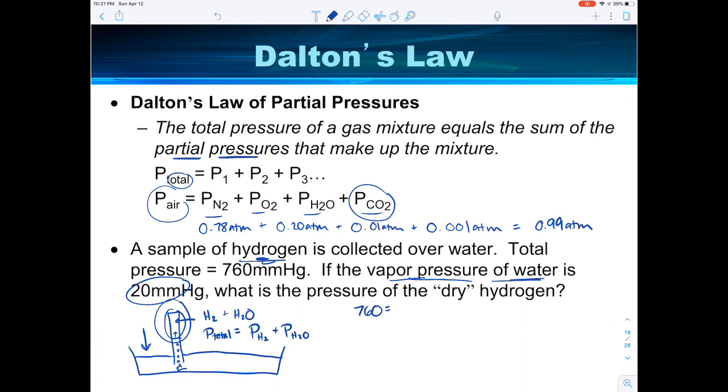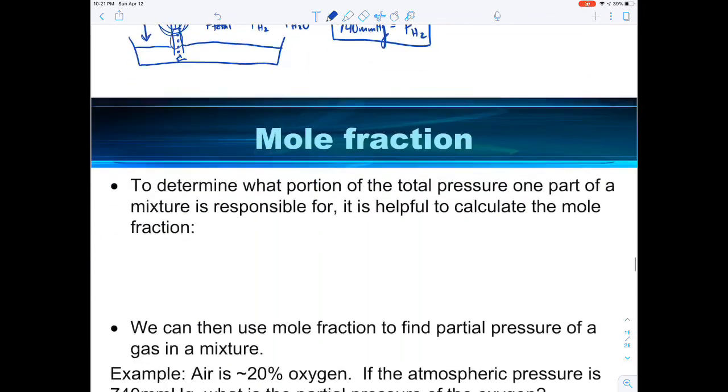Okay, so 760 will be the pressure due to the H2 and the pressure due to the water. And with the easiest math of your life, you will find that the pressure due to the hydrogen is 740 millimeters of mercury, which is almost what we had before, but slightly lower, because what we were not taking into account is that some of this pressure in this space was caused by the evaporated water. Then we had to pull that out in order to actually find the pressure from just the hydrogen.